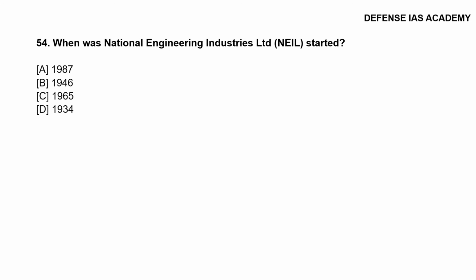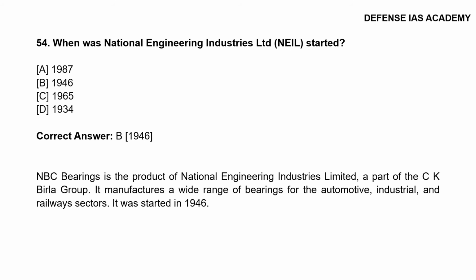Question 54. When was National Engineering Industries Limited started? The correct answer is option B, 1946. NBC Bearings is the product of National Engineering Industries Limited, a part of the C.K. Birla Group. It manufactures a wide range of bearings for the automotive, industrial and railway sectors. It was started in 1946.